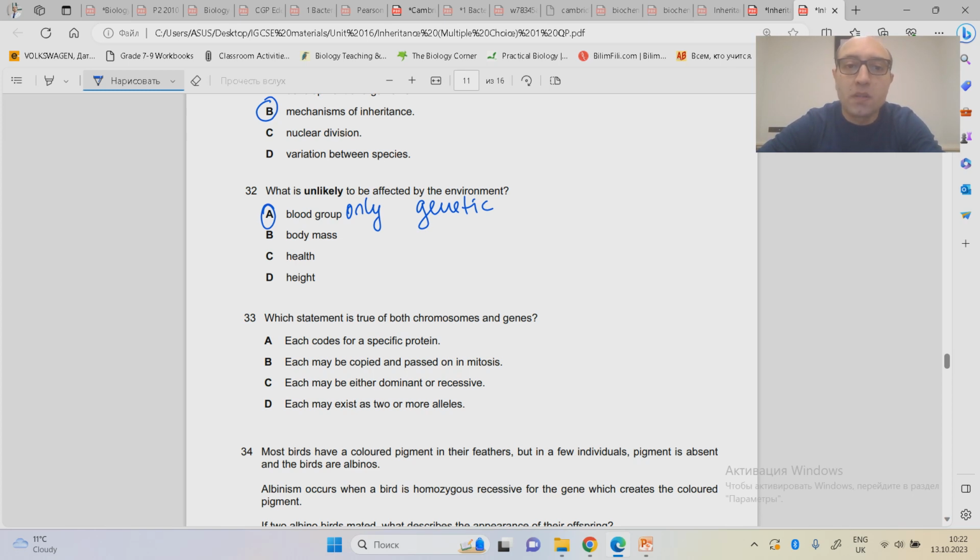Which statement is true of both chromosomes and genes? Each codes for a specific protein. Each may be copied and passed on in mitosis. Each may be either dominant or recessive. So let's eliminate C immediately because chromosomes are not dominant or recessive. Let's eliminate A because chromosomes are not coding for the specific protein, genes are coding it. Each may exist as two or more alleles: for chromosomes, we don't have this information. So each can be copied and passed on in mitosis. It's better to use B in this question.